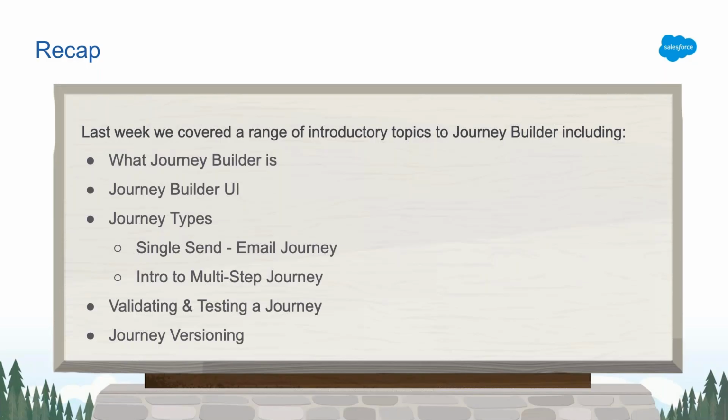So last week we covered a range of the fundamentals and introductory topics of Journey Builder, including what it is, the user interface, some journey types, including a bit of a deep dive into how to configure a single send, and some use cases for multi-steps, including validating, testing, and versioning journeys, should you ever need to iterate on an initial journey.